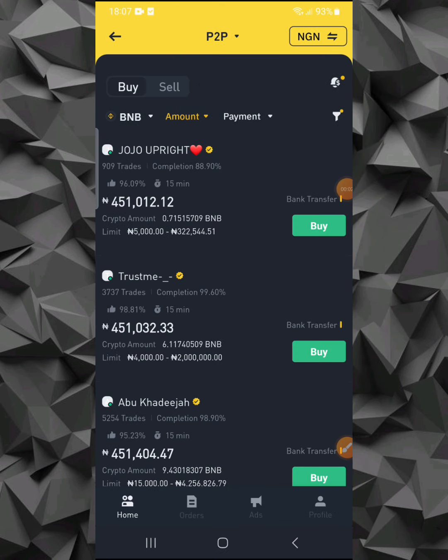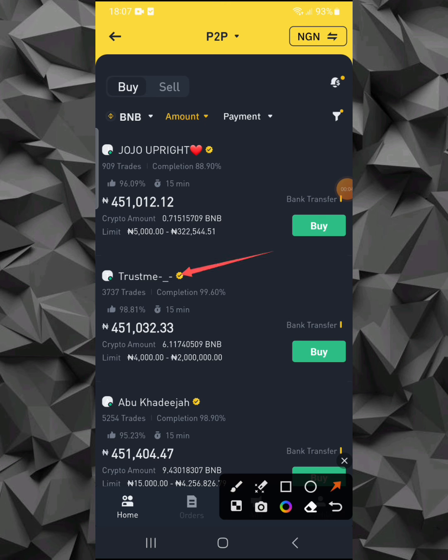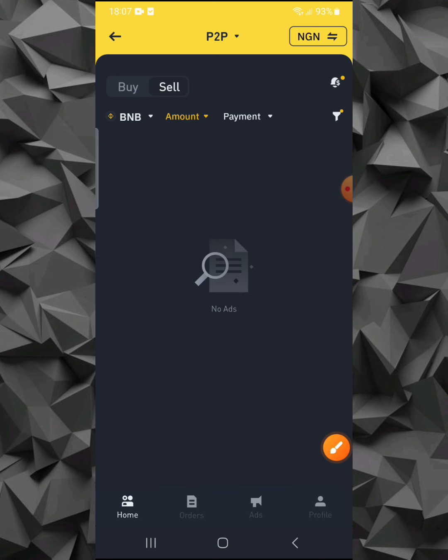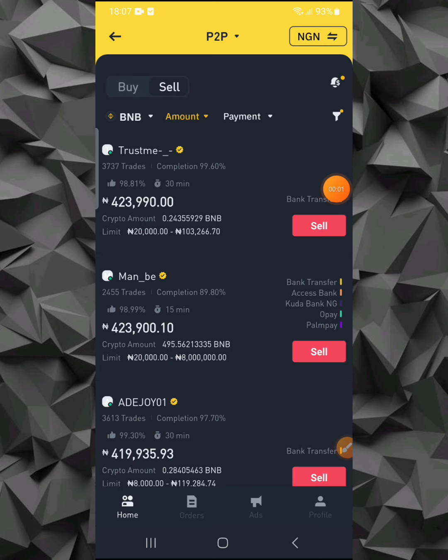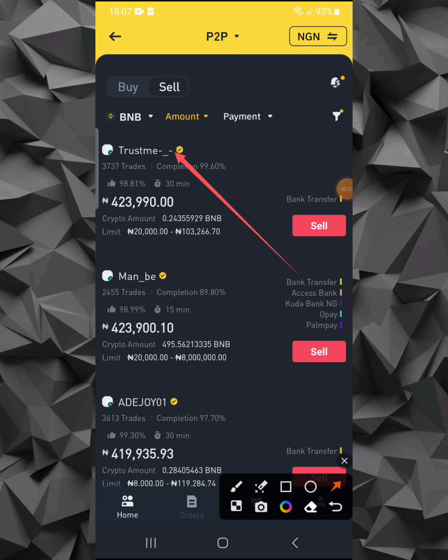So take note of this particular guy right here. His name is Trust Me. You can see he's engaging in this strategy and we are on the buy side. I want you guys to see something. Let's come straight to the sell side and see if we can find this Trust Me guy. Click on the sell side right now. And you can see this is the Trust Me guy that I just showed you on the buy side. So you see that it is merchants that are making money from this strategy.